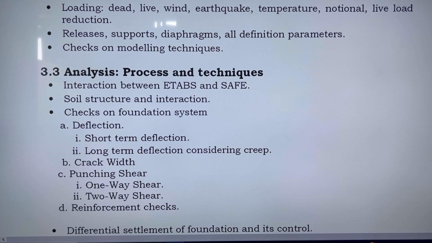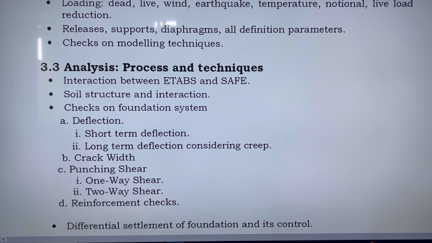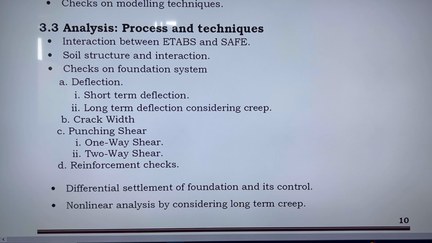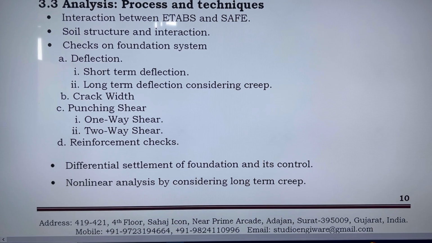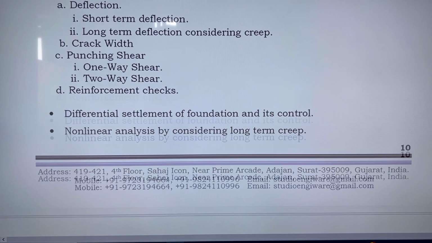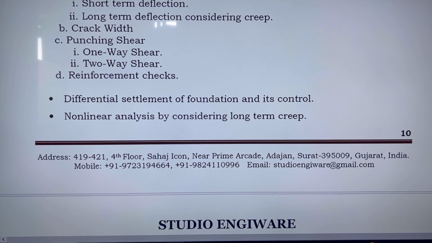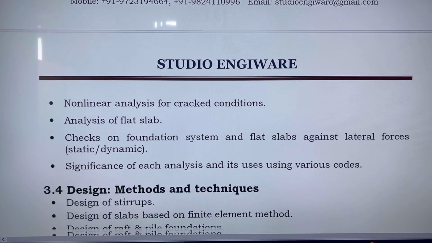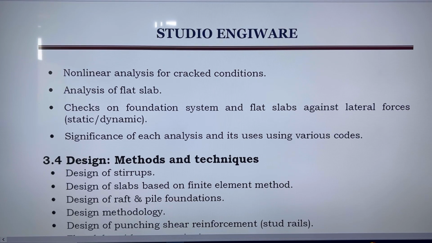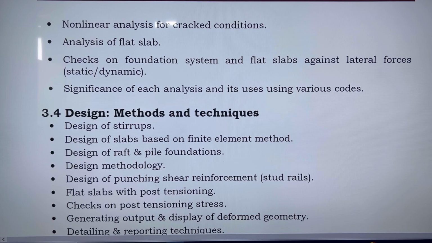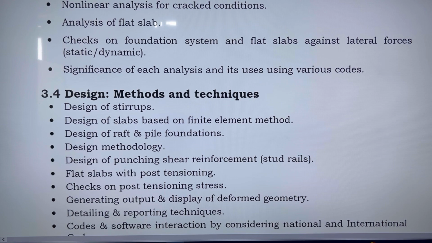In the analysis part: process and technique, which consists of interaction between ETABS and SAFE, soil structure interaction, checks on foundation systems like deflection, which consists of two things, short-term deflection and long-term deflection considering creep, crack width, punching shear one way and two way, reinforcement check, different settlement of foundation and its control, non-linear analysis considering long-term creep, non-linear analysis for crack condition, analysis of flat slab, checks on foundation system and flat slab against lateral force, static and dynamic both ways, and the significance of each analysis and its uses using various codes.